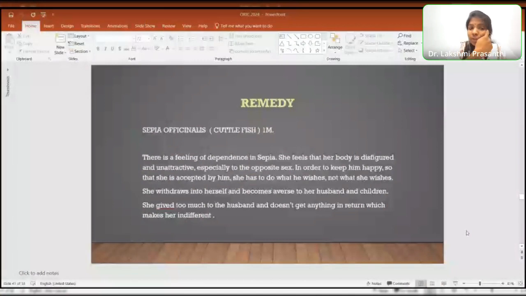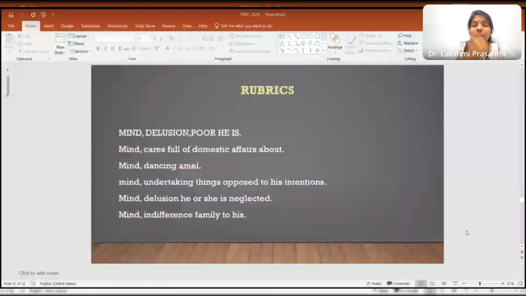And the rubrics which I used here were: delusion, poor he is; cares full of domestic affairs about; dancing; and the very beautiful rubric having only two medicines, mind, undertaking things opposed to his intentions. She is doing things which she doesn't want, opposed to her intentions. This rubric has only Phosphorus and Sepia. And then mind, delusion, he or she is neglected, and indifference to family.